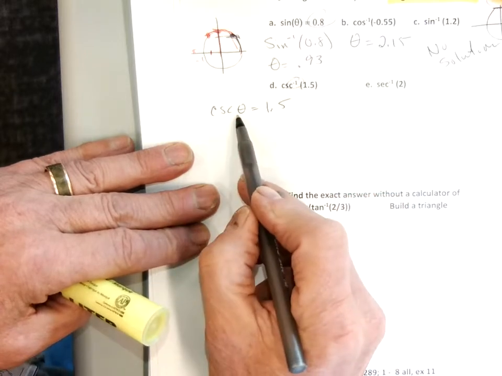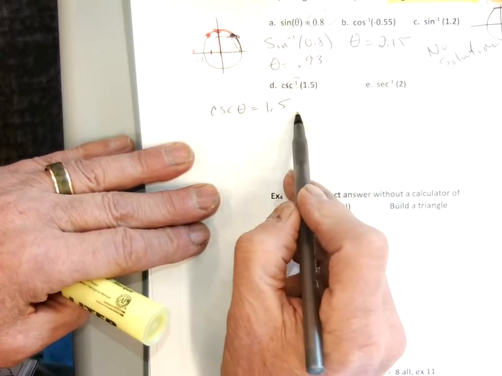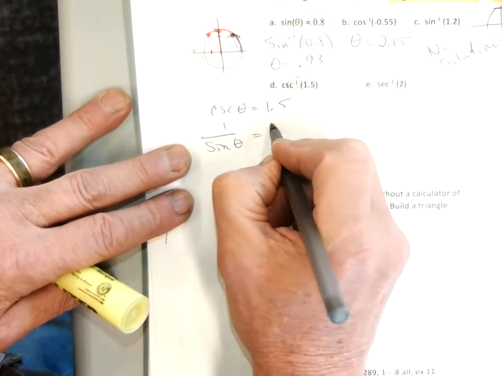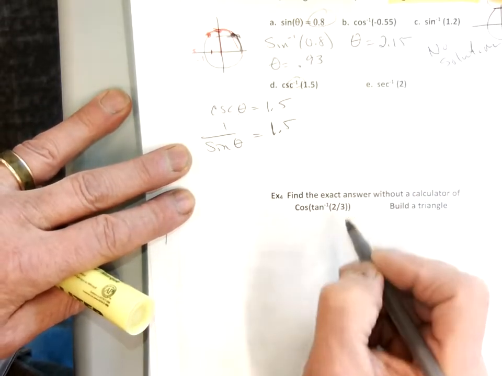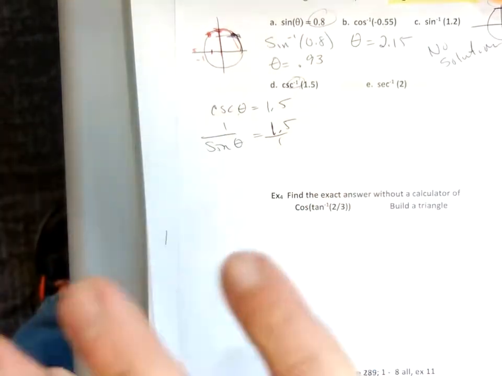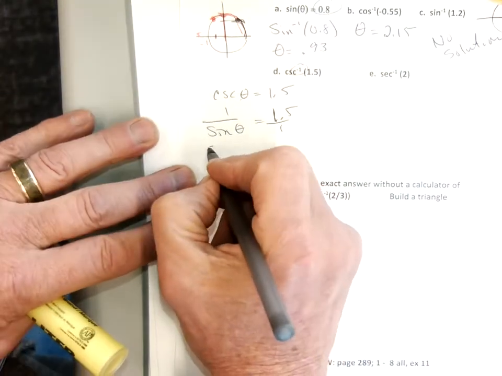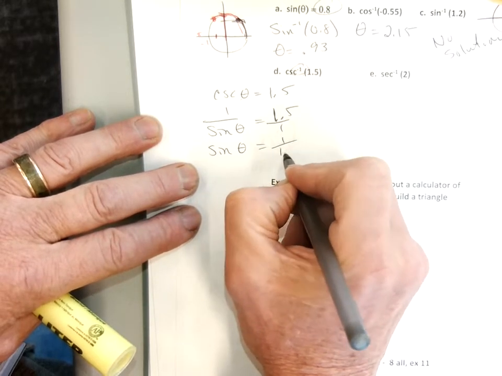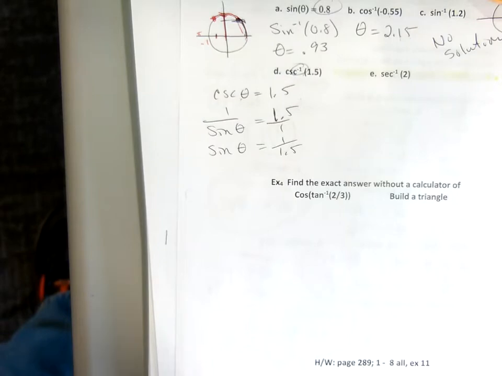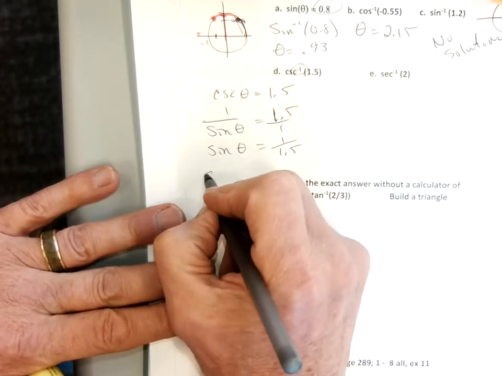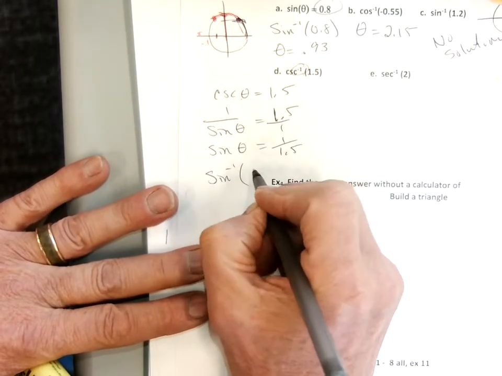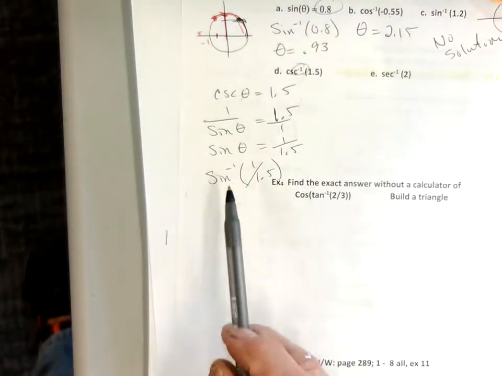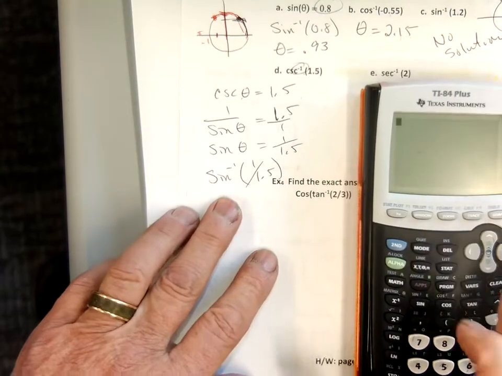So we're looking for cosecant theta of some angle equals 1.5. Well, that's the same thing as 1 over sine of theta equals 1.5, right? Flip it. So I'm looking for sine of theta equals 1 over 1.5. And if I want the angle, I'm going to rewrite this as sine inverse of 1 over 1.5, right? If I want to find the angle, you find the sine inverse. Okay, now I can do that.